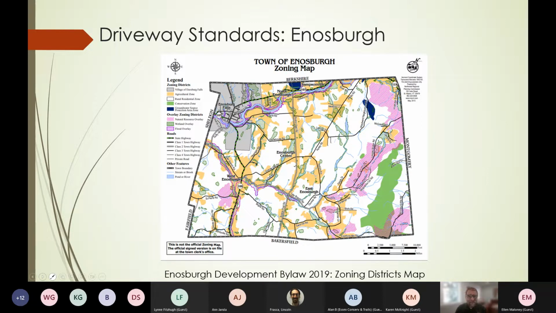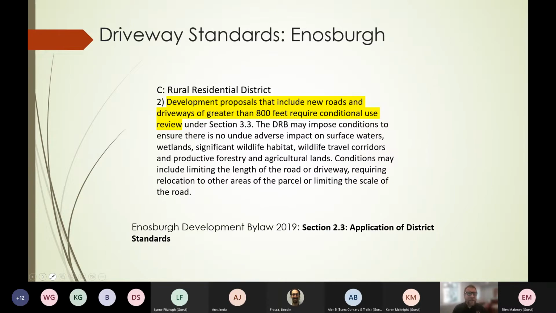I already mentioned my concerns with rural residential districts, and you can see just what a huge chunk of the town that is. But Enosburgh actually adopted driveway standards in this rural residential district. Development proposals that include new roads and driveways of greater than 800 feet require conditional use. That's not saying they're a no-go, it's just a heightened level of review. But that's one way of limiting that sprawl into these forest blocks that are in the rural residential.